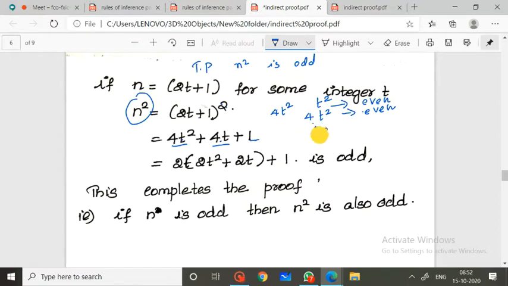Next one, 4 into t. T is an integer that can be odd or even. So when you multiply that t, whether it is odd or even, with an even number, that is also even. So the first term is even, the second term is even, but the third term is odd. So even plus even is even, and even plus odd will be odd, isn't it?